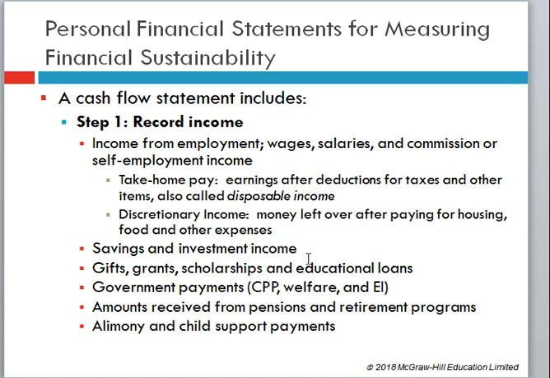Then savings and investment income, you can have income from savings, investment. Apart from your employment, you can have income from gifts, grants, scholarships and educational loans. So you have to note all these incomes down. Government payments, so if you're not working you get EI payments. If you are retired you get CPP payments. Amount received from pensions and retirement programs, or alimony and child support payments. So you have to divide your source of income into employment, savings or investment income and other sources.